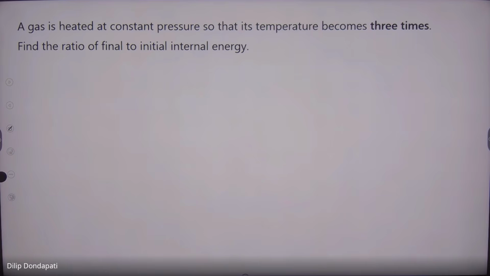So 1/3:1 only. Look, a gas is heated at constant pressure so that the temperature becomes 3 times. What is it, Pranav? Sir, can I tell in terms of ratio?